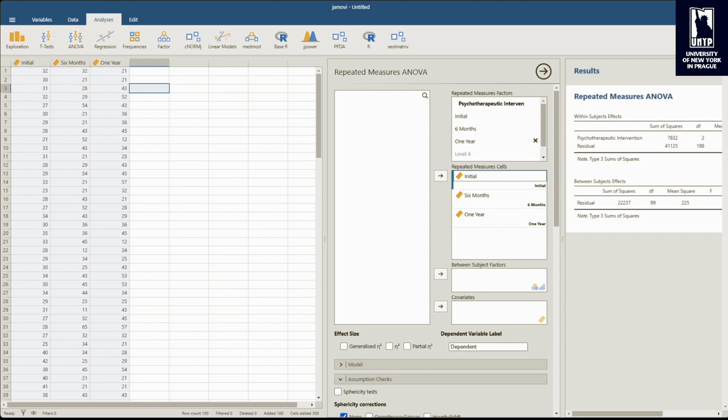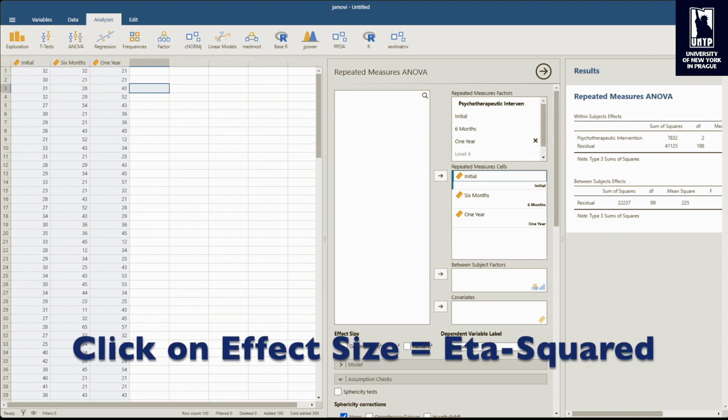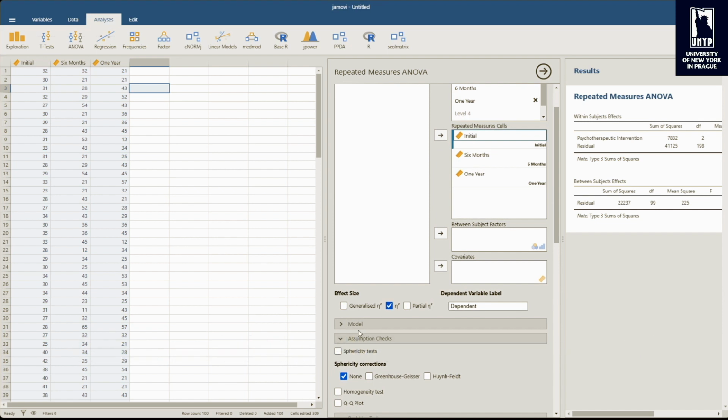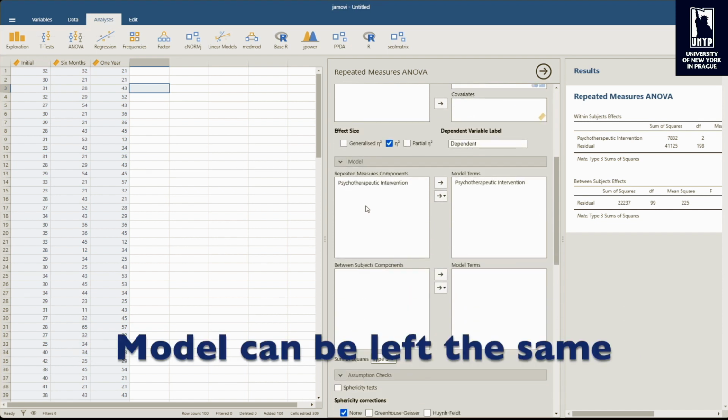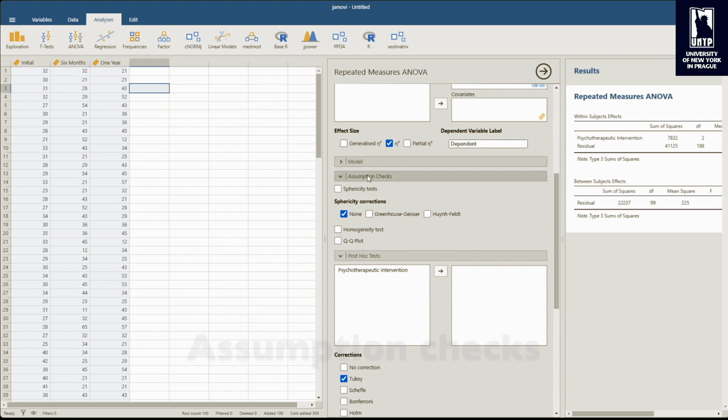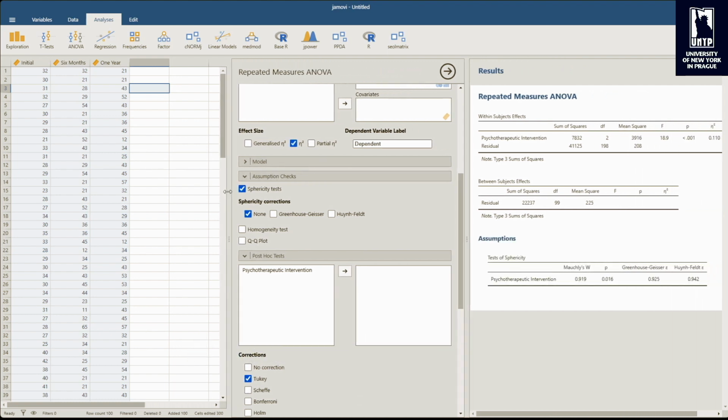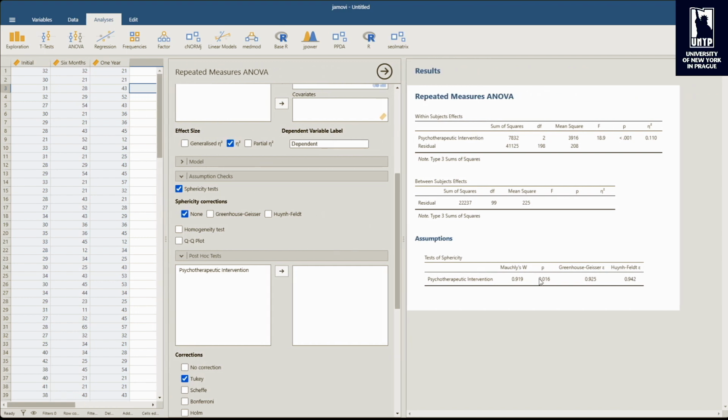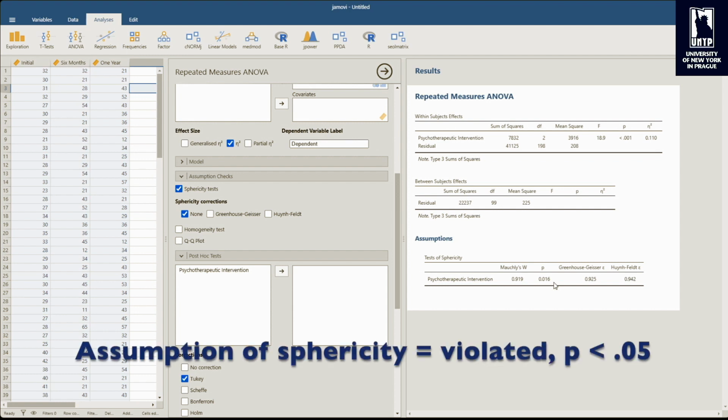After this, we will click on the effect size. In our case, we click on eta squared. Then model, we can leave it like this for this exact test. And assumption checks. We will check for sphericity, and let us see how is the sphericity. Well, you can answer yourself, so I will give you a few seconds. And as I'm sure the majority of you got, and if you didn't, it's completely fine, the assumption of sphericity was violated in this case in as much as the p is less than 0.05.